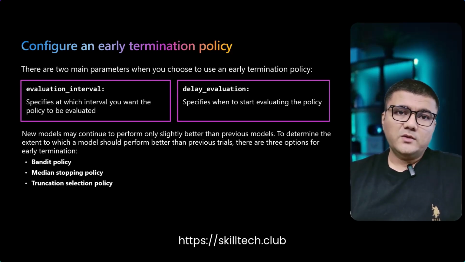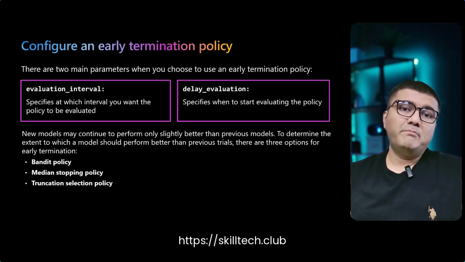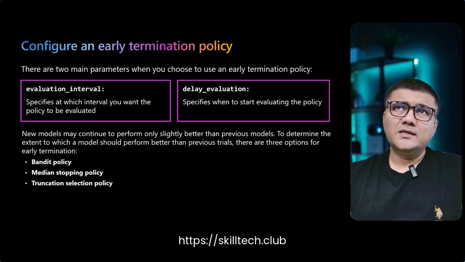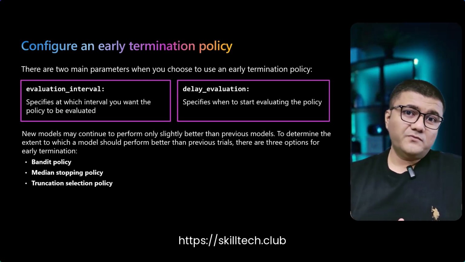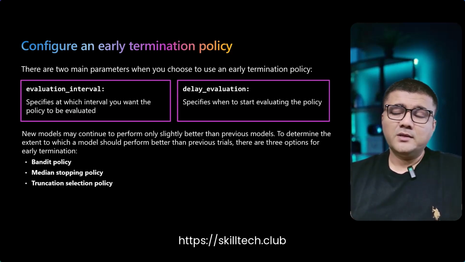Now, whenever you're dealing with this, new models may continue to perform only slightly better than the previous model. To determine the extent to which models should perform better than the previous trial, there are three options for early termination. These are very important terms. When you're configuring early termination, there are three different options available. The first one is known as Bandit Policy, which is one popular termination policy which people use. The second one is median stopping policy, and the third one is truncation selection policy. Don't worry if these terms are a little confusing. I'm going to explain each one of them with an example in the coming slides.